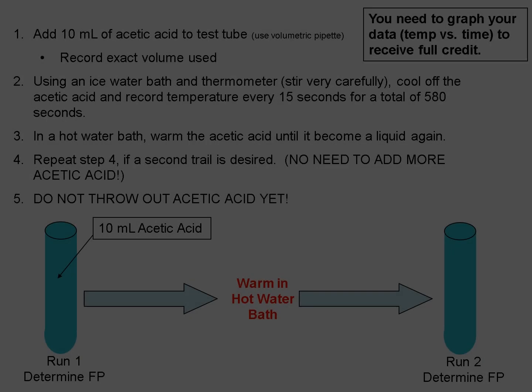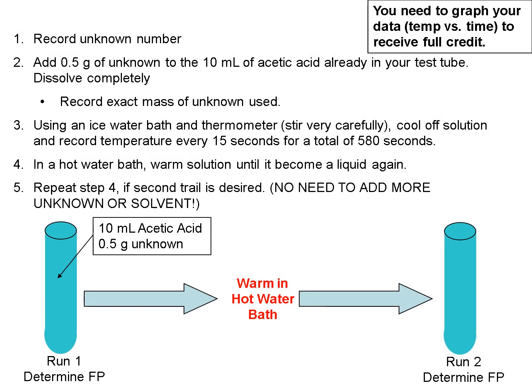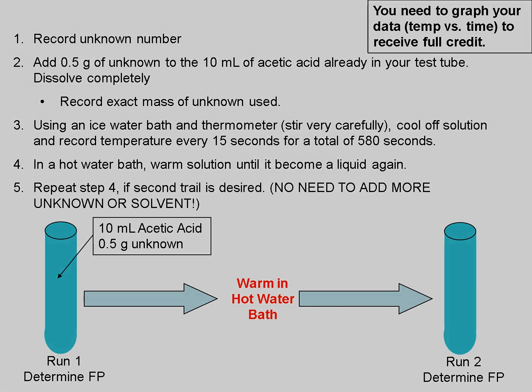In part B of the lab, we're going to determine the freezing point of a solution. We're going to do this by using 0.5 grams of an unknown, making sure to record the unknown number and the exact mass of the unknown used. This is then placed directly into the test tube and allowed to dissolve. Using a similar procedure, we then determine the freezing point of this mixture.